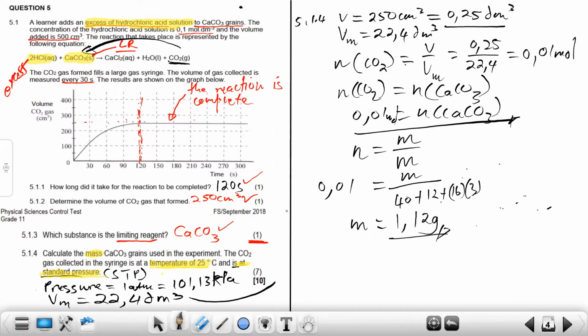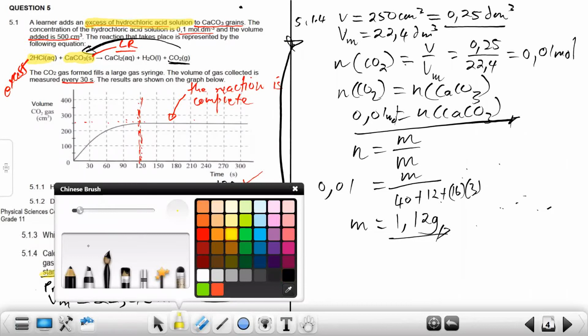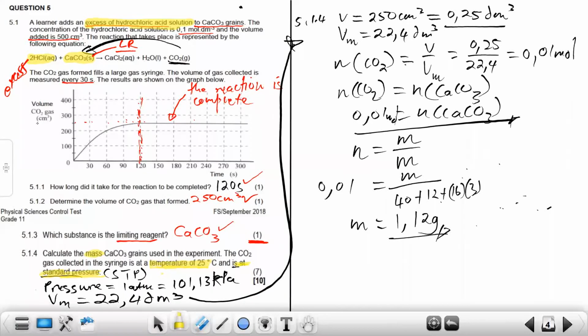So already I am in a position of going there and saying I am given the volume that was collected from this answer, which was now 250. But that 250 is in centimeter cubed when we check the SI unit on our y-axis. So I must now convert it to decimeter cubed. That is the reason why we converted to decimeter cubed.